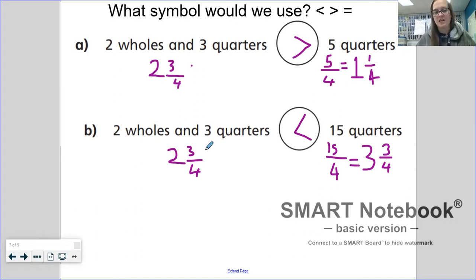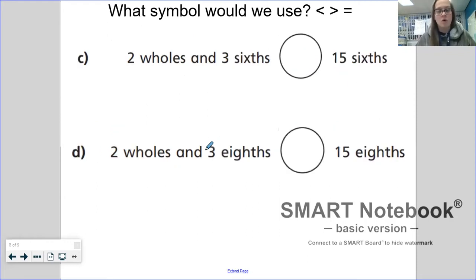There it is. 15/4 is bigger than 2 wholes and 3/4. I hope that's made sense, guys. So you can pause the video now and have a go. Pause it and welcome back when you come back.